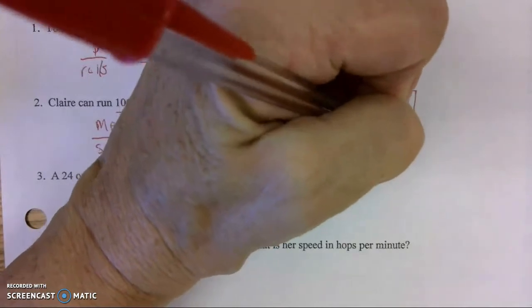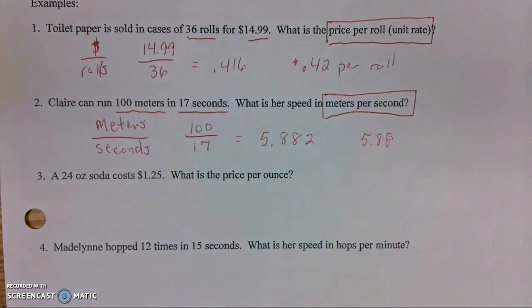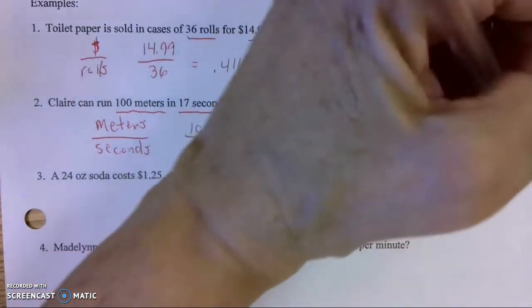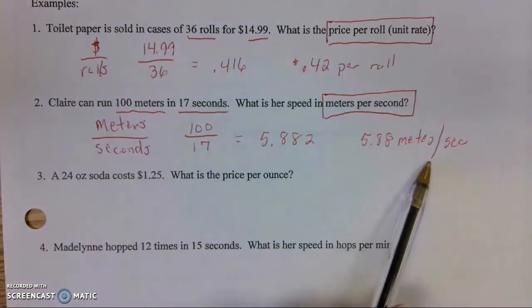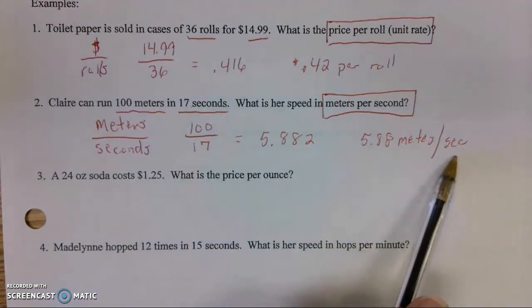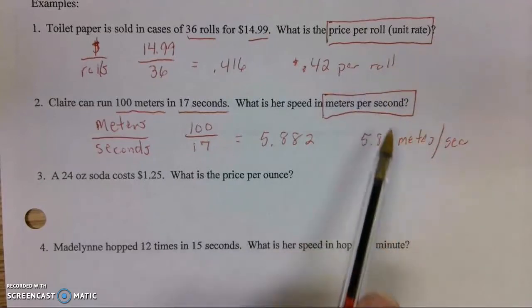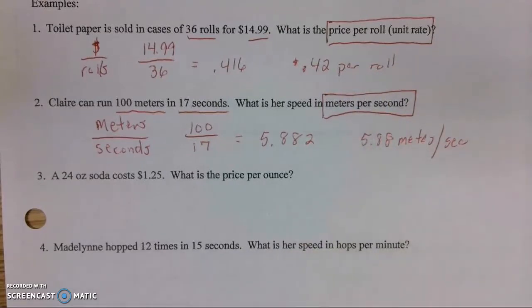2 next to the 8. So Claire can run 5.88 meters per second. Now, notice I used the backslash. I can use that to replace the word per, and then seconds just means 1. So each time I do this, per 1 roll, per 1 second.